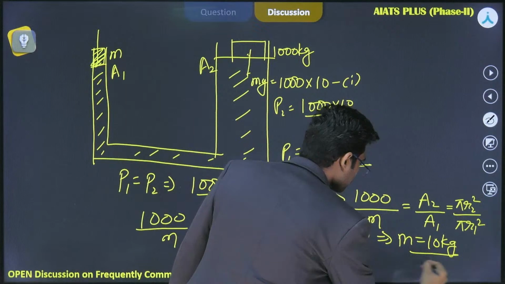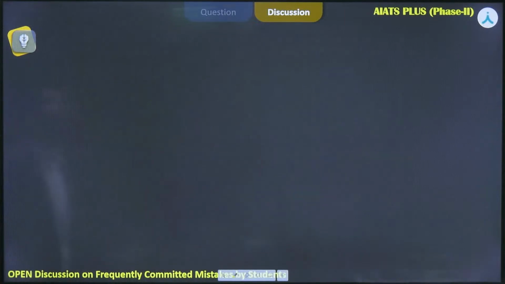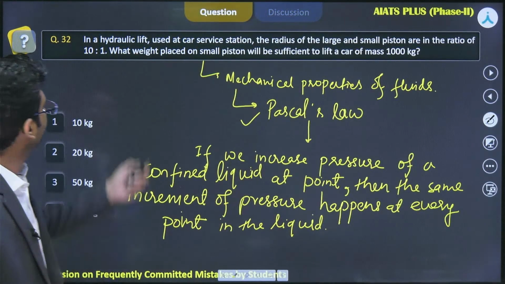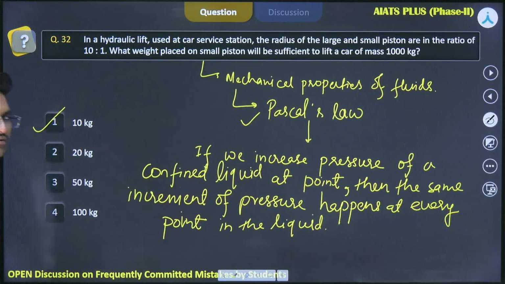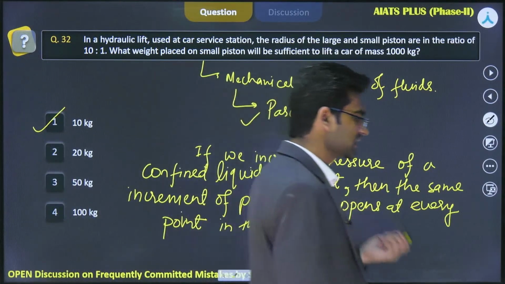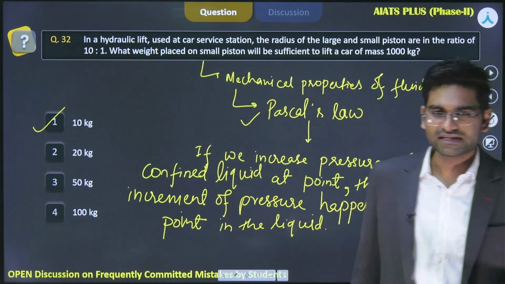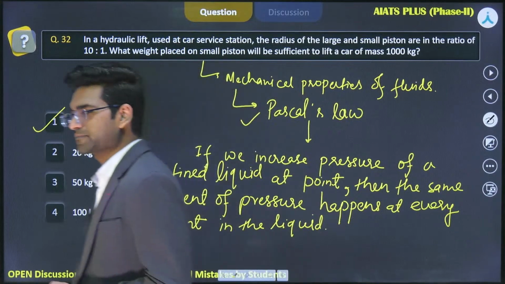The answer would be in SI unit, right? Because we have used the mass of the car in kilogram. So the answer is 10 kg. Okay, so two students have given me the correct answer. Okay, 10 kg, option 1, by Sukanya.